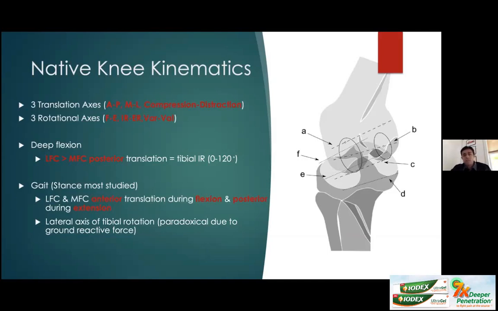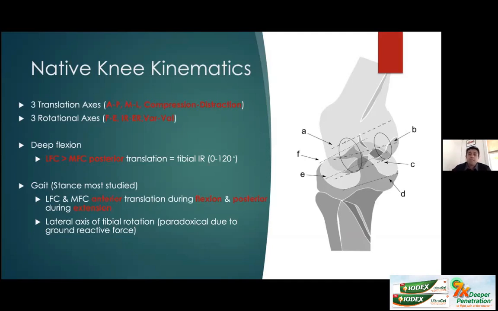Well, in deep flexion, what happens is that there is more posterior translation of the lateral femur compared to the medial femur. And a net result of that is that there is external rotation of the femur and internal rotation of the tibia. In gait, what is most studied is the stance phase. When you're standing, there is more anterior translation of the lateral femoral and medial femoral condyles, and that's equal during flexion, and there is posterior translation during extension. So now there is a paradoxical shift compared to deep flexion.